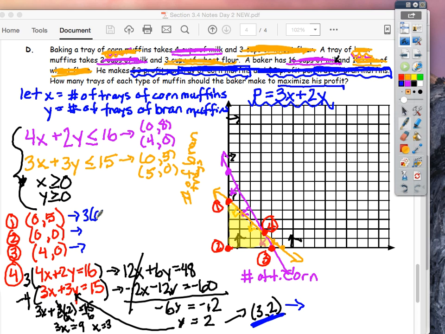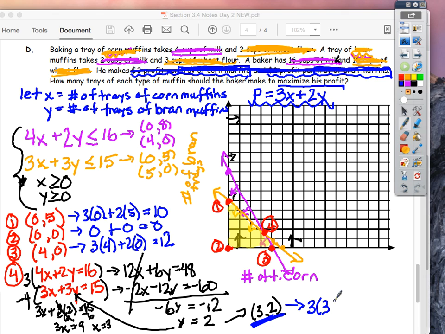So you're going to have 3 times 0 plus 2 times 5. That's going to be a value of 10. 0, 0, clearly just going to be 0 plus 0, which is 0. Not happening there. You better sell something to make some profit. 3 times 4 plus 2 times 0 is 12. That looks better. But then if we take 3 times 3 from our fourth point plus 2 times 2, that's going to be 13. So notice which is the max value right here.